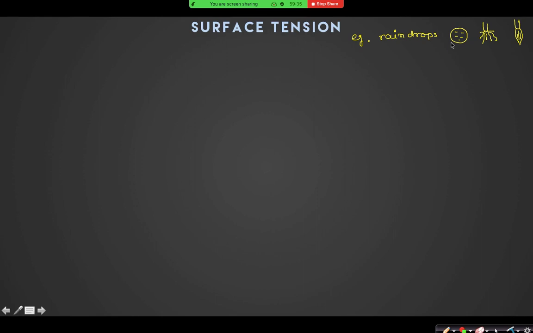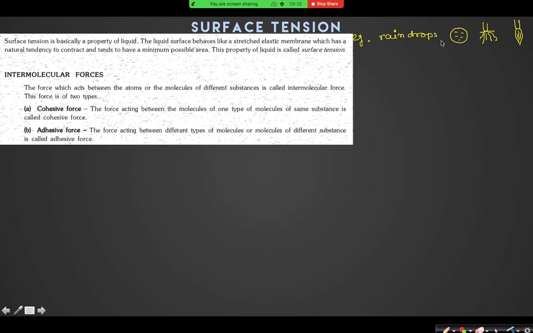Why this property comes, that we will discuss. First, let us understand that surface tension is basically a property of liquid. The liquid surface behaves like a stretched elastic membrane which has a natural tendency to contract and tends to have a minimum possible area. This property is called surface tension. What is a stretched elastic membrane? A stretched elastic membrane is like a balloon, right?